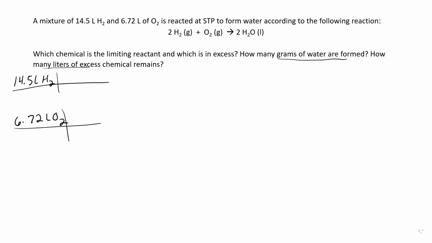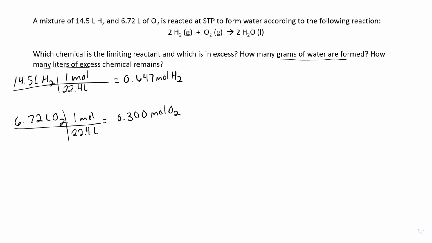So both of these are volumes, and it's at STP, so we can change our liters to moles using our molar volume. So 14.5 divided by 22.4 gives us 0.647 moles of hydrogen, and 6.72 divided by 22.4 gives us 0.300 moles of oxygen.